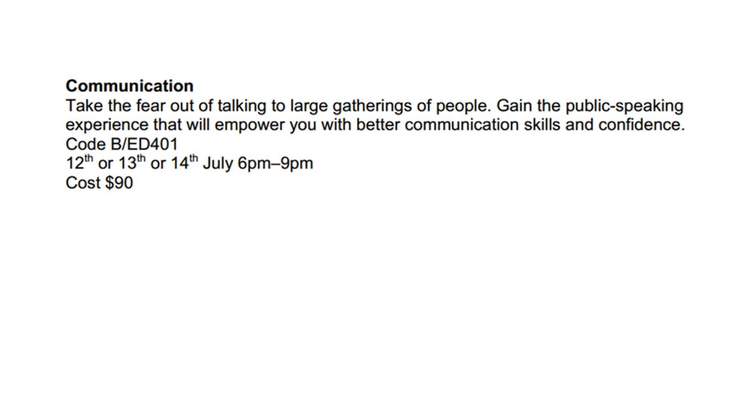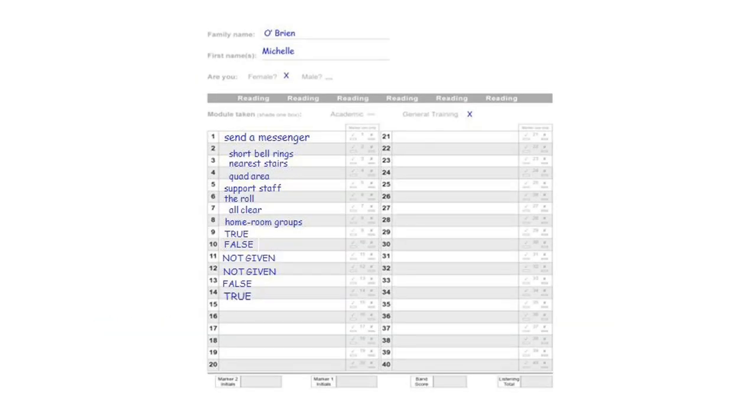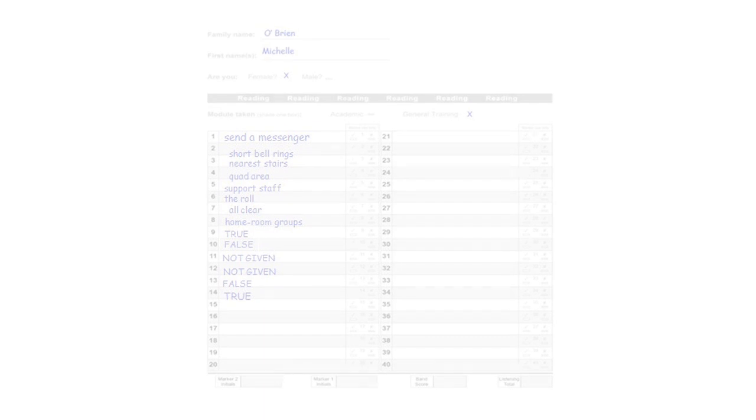Okay, now let's look at the communication text. It says, take the fear out of talking to large gatherings of people. Gain the public speaking experience that will empower you with better communication skills and confidence. It's on the 12th or 13th or 14th of July from 6 p.m. to 9 p.m. and the cost is $90. We can see that this statement is true as they mention gaining public speaking experience, which is another way of saying speaking in front of an audience. So on your answer sheet, write true for the 14th answer.